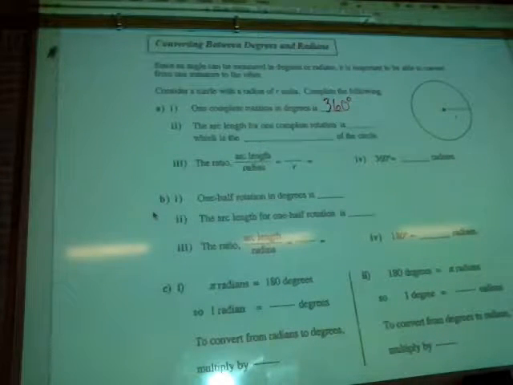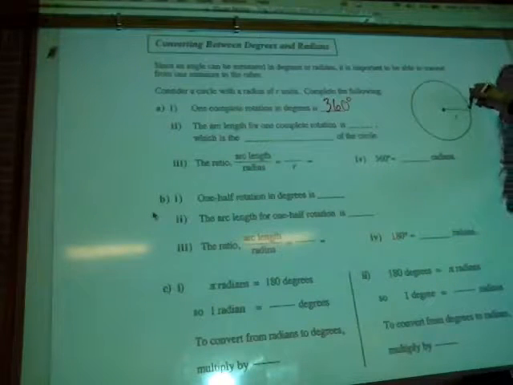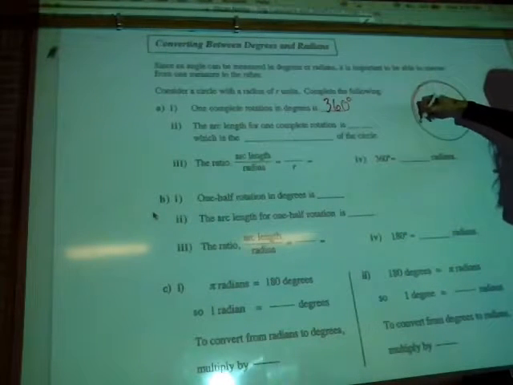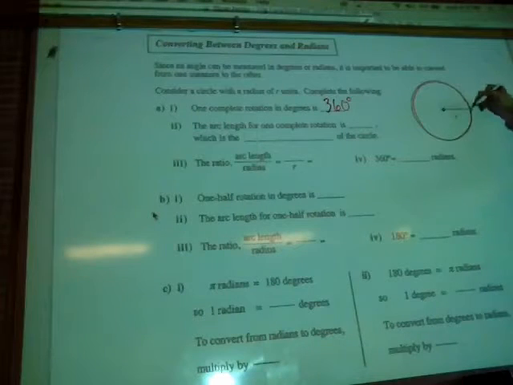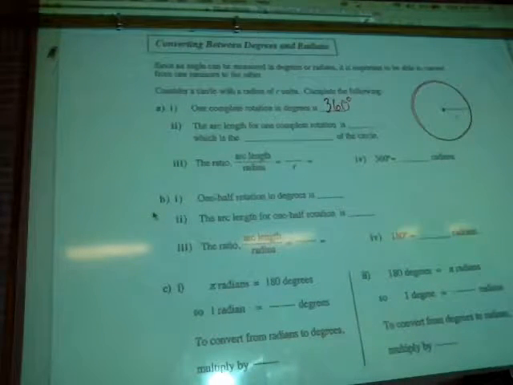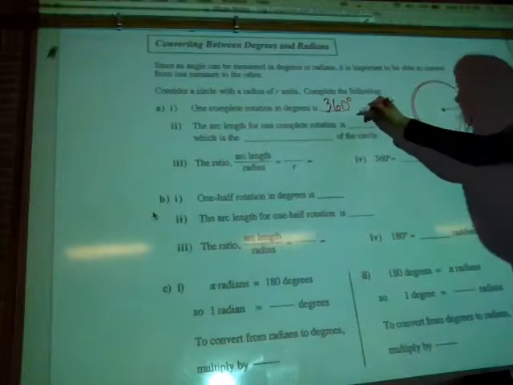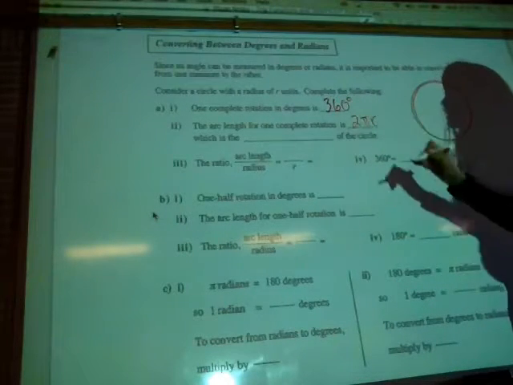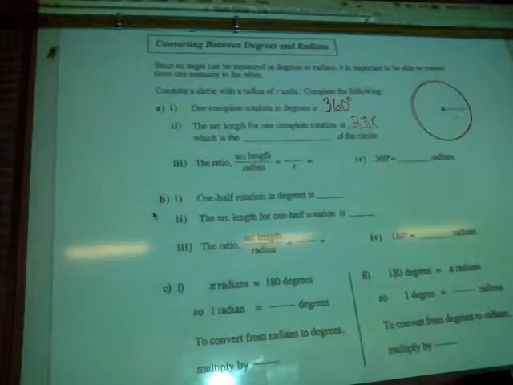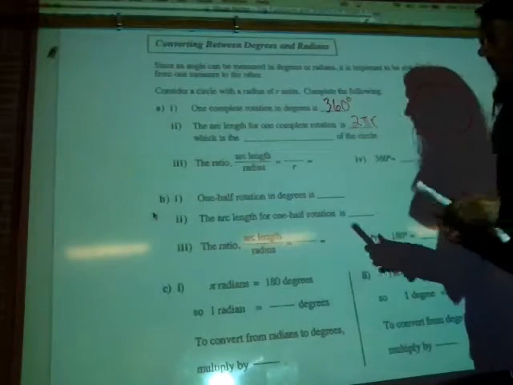Now in terms of arc length, going all the way around, what would we describe in terms of pi? What is the term called when we go all the way around a circle? Circumference. And what was the formula for circumference? 2 pi r, good. So the arc length of 1 complete rotation is 2 pi r, okay, and that's the circumference of the circle.